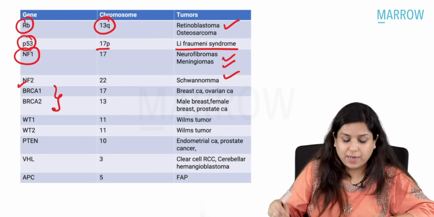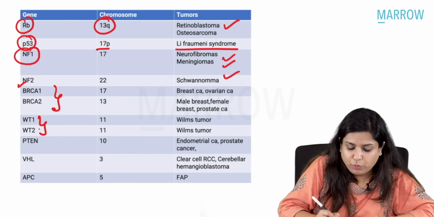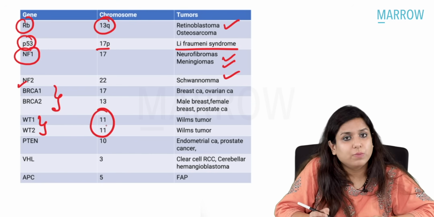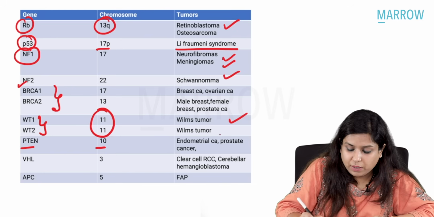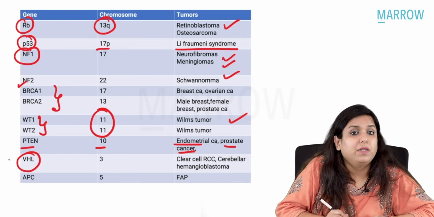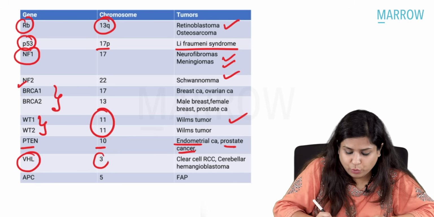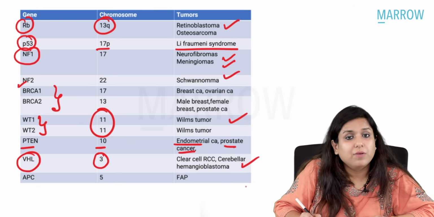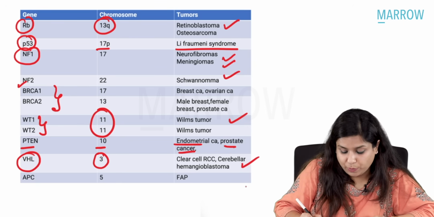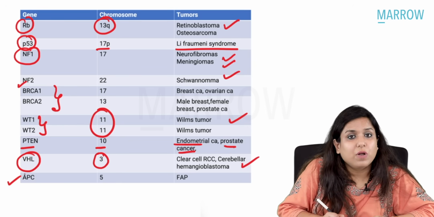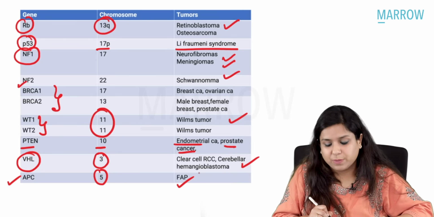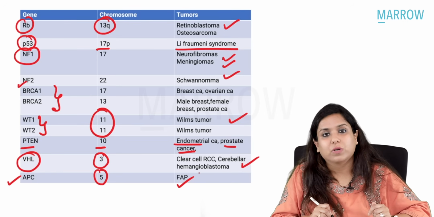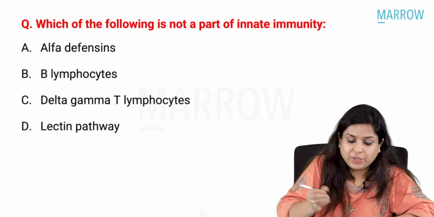with breast and ovarian cancers, WT1, WT2 chromosome number 11 Wilms tumor, PTEN on chromosome number 10 endometrial cancer, prostate cancer, von Hippel-Lindau again very important, chromosome number 3 clear cell renal cell carcinoma and cerebellar hemangioblastoma, adenomatous polyposis coli, chromosome number 5 associated with familial adenomatous polyposis. Very, very important, right? Next question.